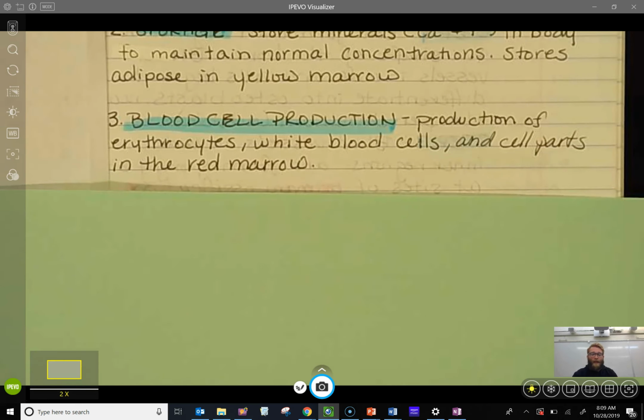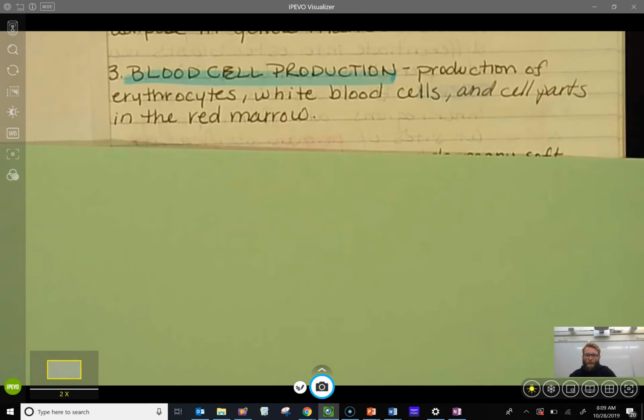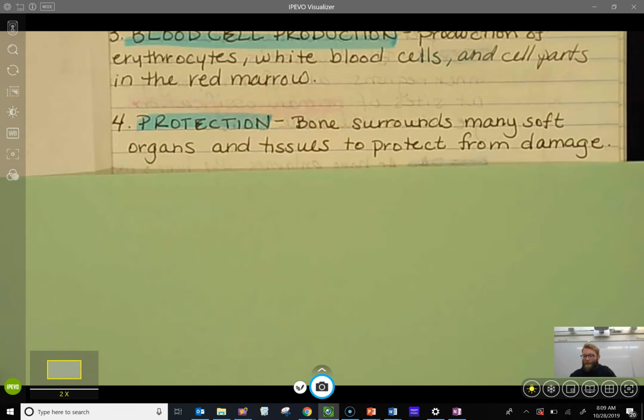And then red marrow, because there's a lot of blood vessels there. There's a lot of energy necessary to create more cells. All of that's going to the parts of the bone that are considered red. Okay. All right.